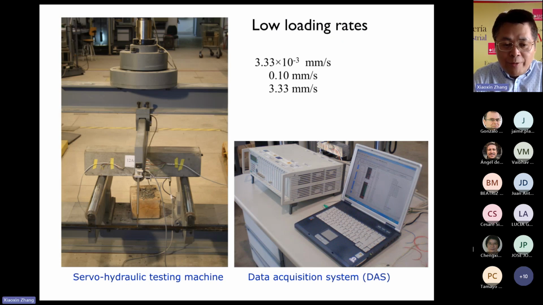For the low loading rate, as mentioned before, we use a servo hydraulic testing machine. From the photo it is very clear: we have two supports, and we use an LVDT to measure CMOD, and also a data acquisition system, also called DAS. We use MGC Plus, and of course a laptop. The three loading rates are 3.33 times 10 to minus 3 millimeter per second, 0.1 millimeter per second, and also 3.33 millimeter per second.